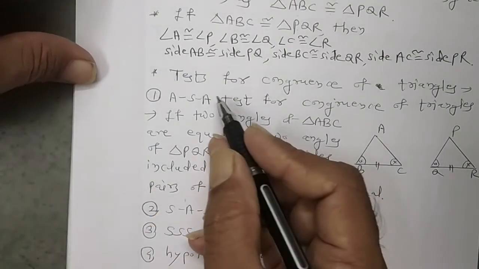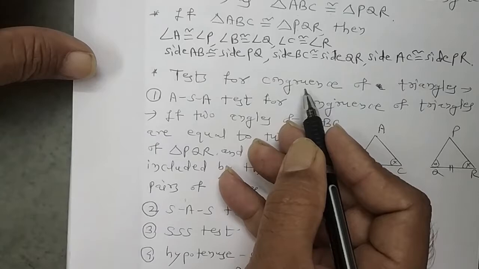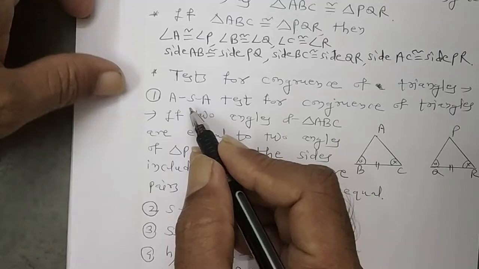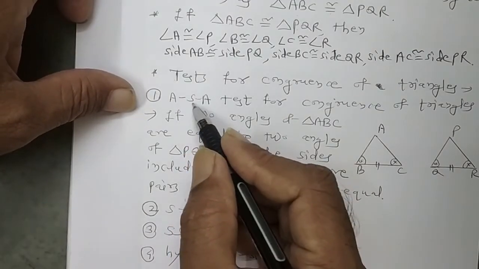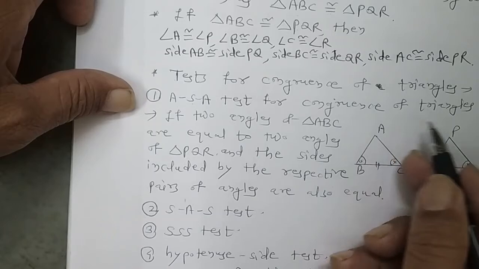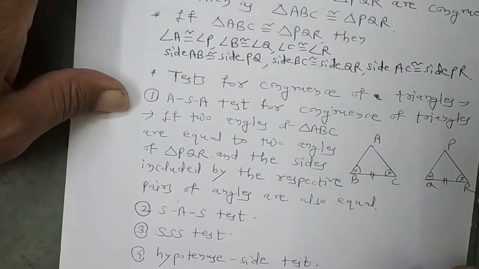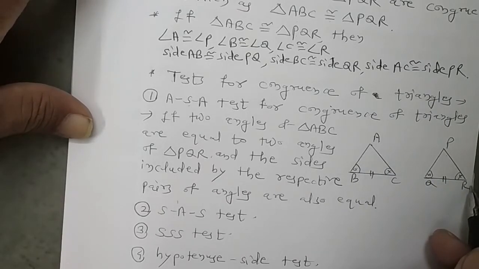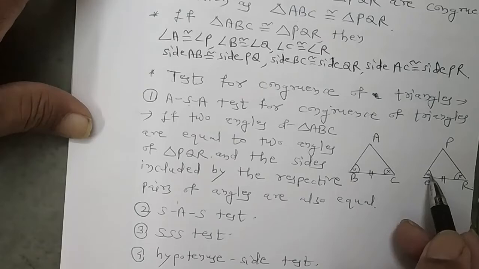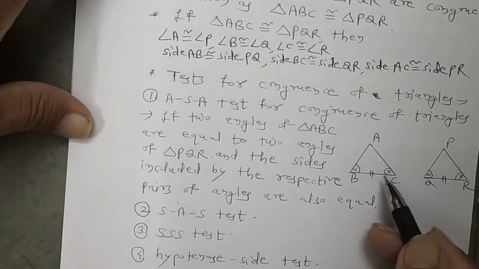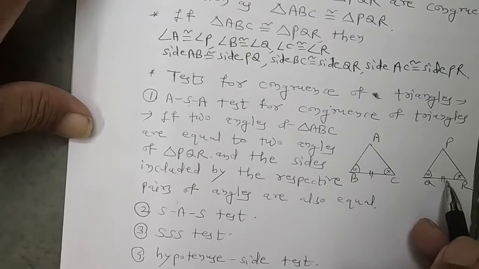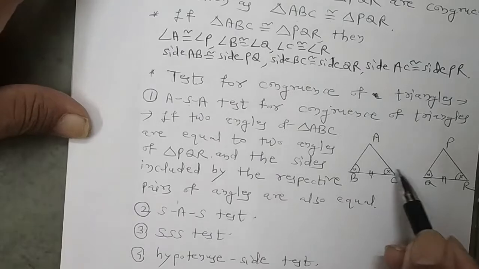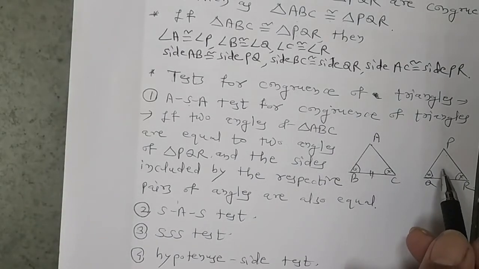Now the next point, tests of congruence of triangles. There are four tests. First we see the angle side angle test for congruence of triangles. Here we have two triangles, triangle ABC and triangle PQR. These two angles are congruent, these two angles are congruent, and the side between these two angles is also congruent. Therefore, by the angle side angle test, these two triangles are congruent.